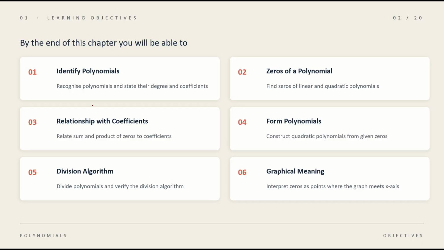By the end of the chapter, we will know how to identify polynomials, which type of polynomial it is, the relationship with the coefficients, and the division algorithm. We will also learn about zeros of a polynomial and how to find them, and how to form a quadratic polynomial from the given zeros, and the graphical meaning.